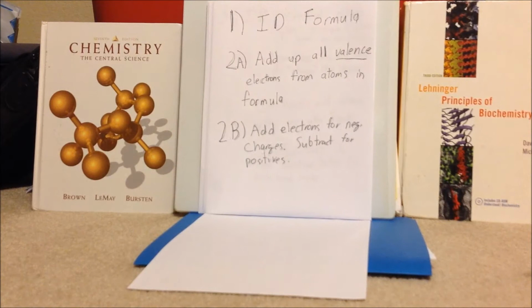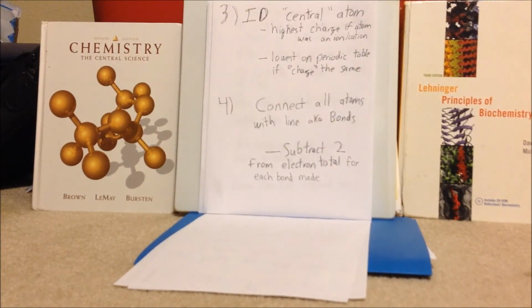This is the first place where it varies from the puzzle method shown in class. You have to add up all the valence electrons from all the atoms in the formula. To that total, you also add any negative charges for anions, or you subtract any positive charges for cations. That is what I will refer to as the electron total, the total number of valence electrons plus or minus any charges.